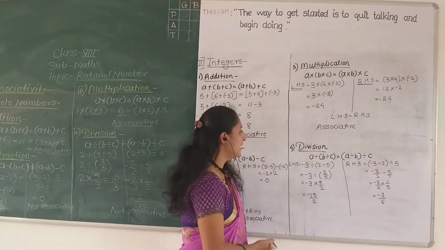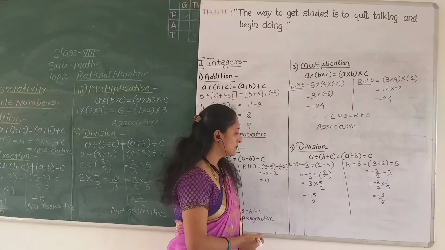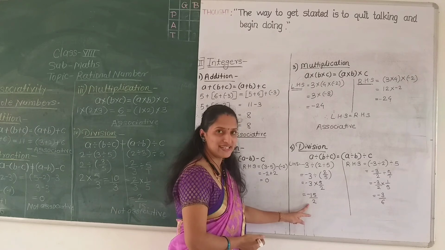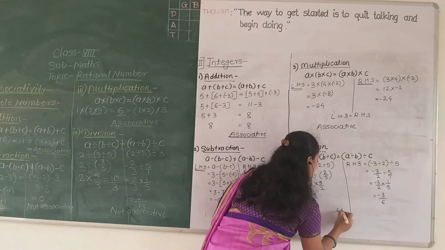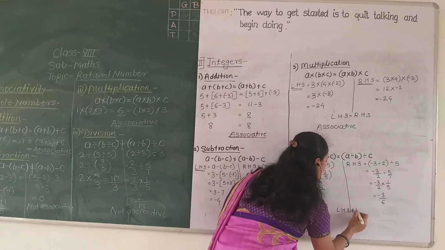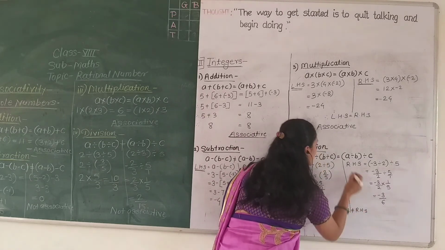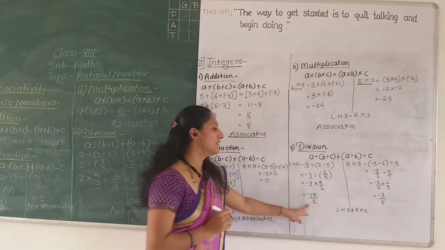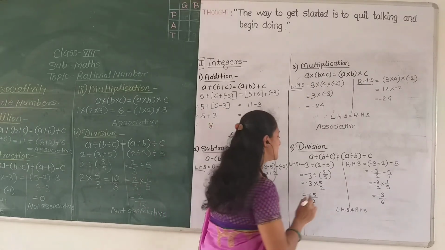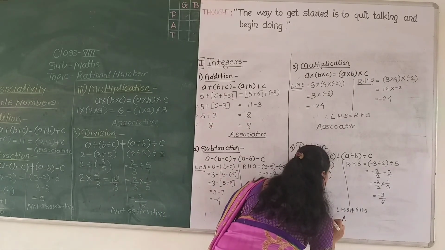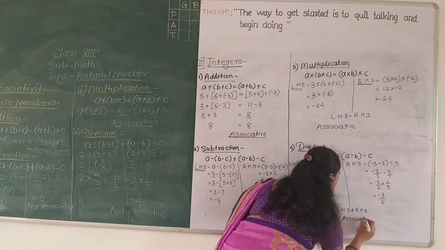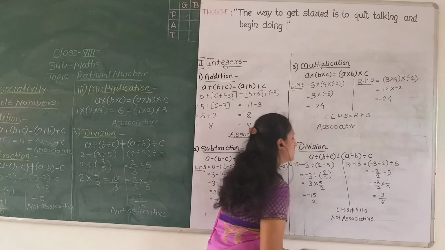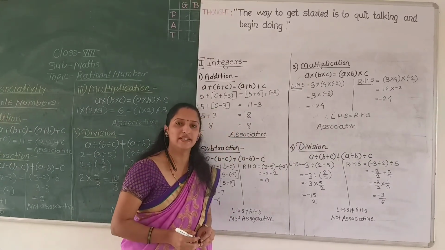Now check LHS and RHS. Here LHS and RHS do not match. LHS is not equal to RHS. This shows that division is not associative for integers.